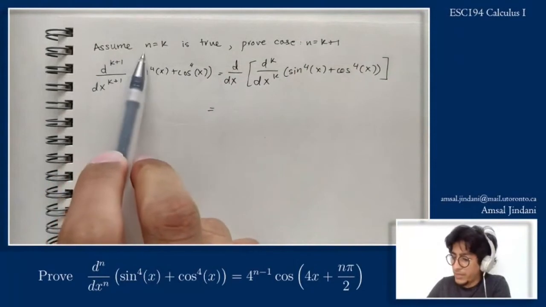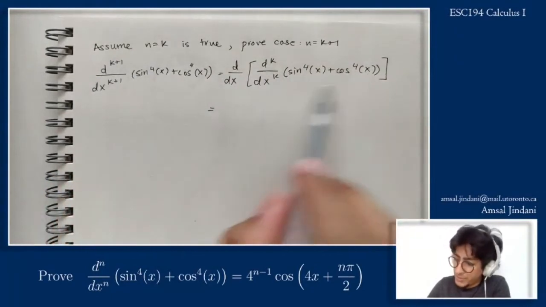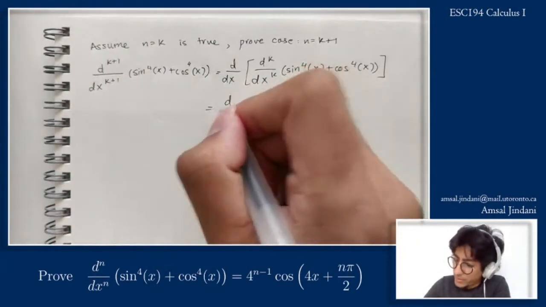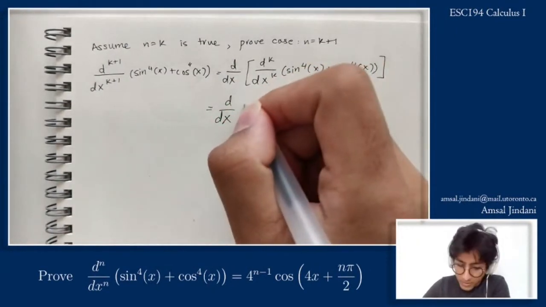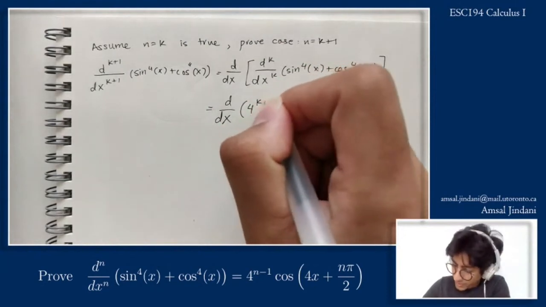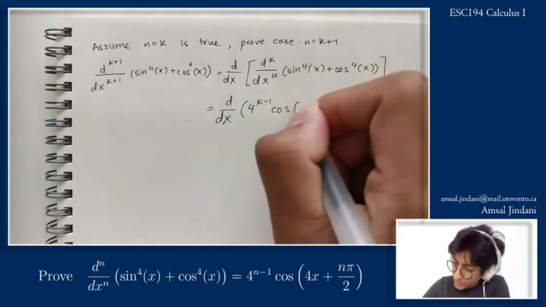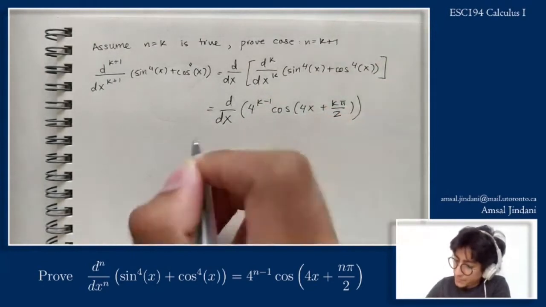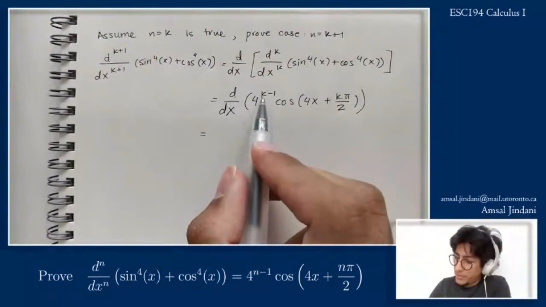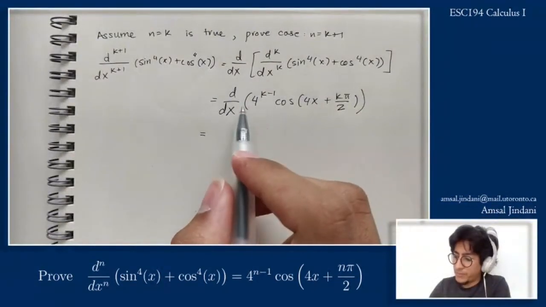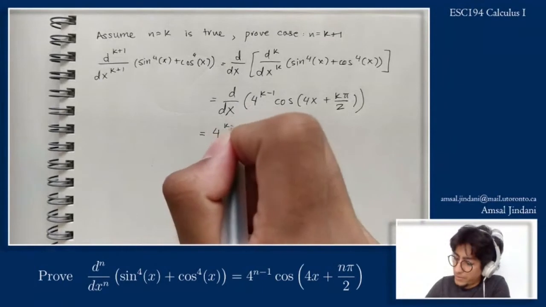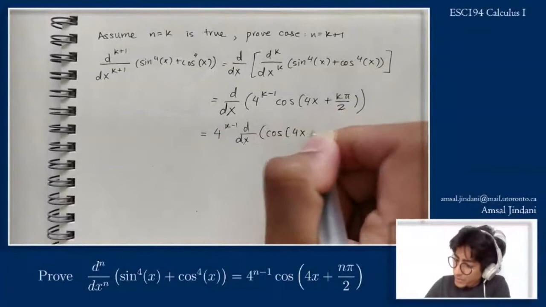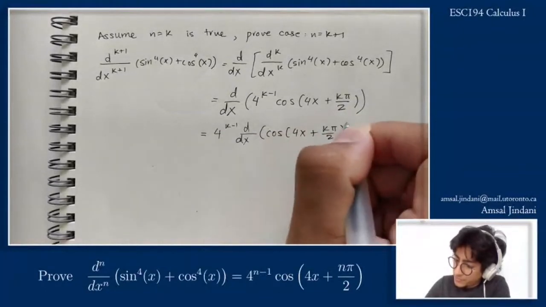And now since we assume that the case for n equals k is true, I can substitute the right hand side of the proving statement into here for n equals k. So I get d by dx of 4 to the k minus 1 cosine of 4x plus k pi over 2. This 4 to the k minus 1 doesn't depend on x, so I can pull it out of the derivative expression. 4 to the k minus 1 d by dx of cosine of 4x plus k pi over 2.